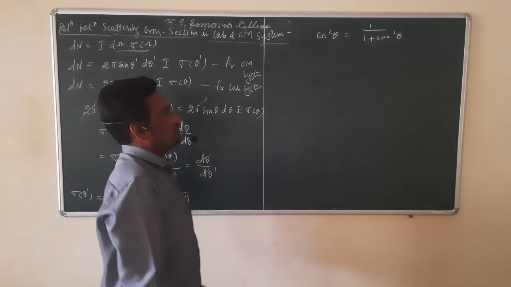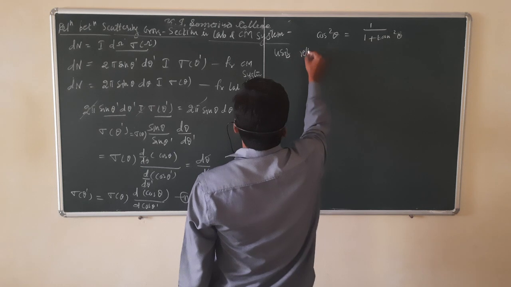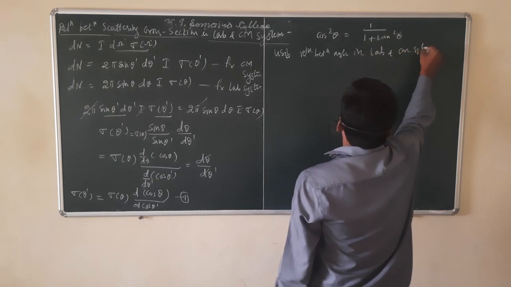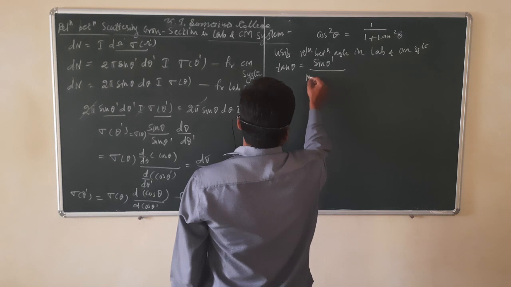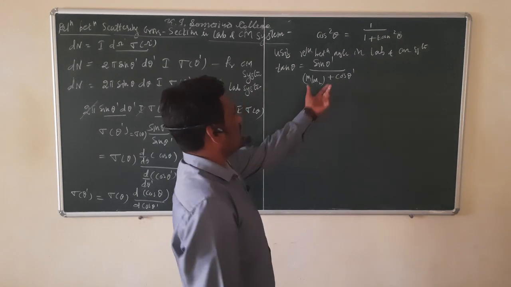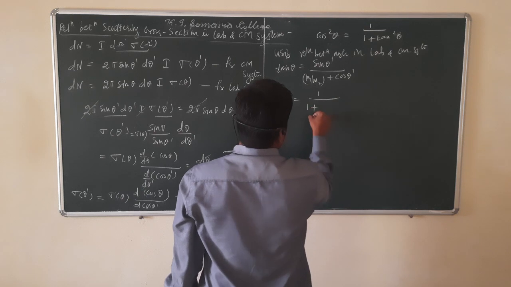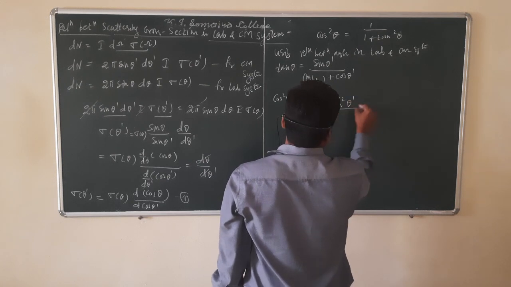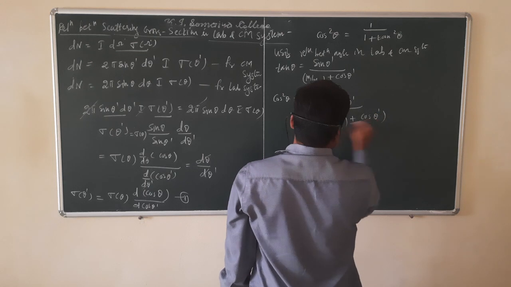Now from this equation, and using the identity relation between angles in the lab and CM system, we know that relation. What is that relation? Tan theta is equal to sine theta dash divided by m1 by m2 plus cos theta dash. If you use this relation in this identity, you will get cos square theta is equal to 1 divided by 1 plus tan square theta. So the square of this term is sine square theta dash divided by m1 by m2 plus cos theta dash square.